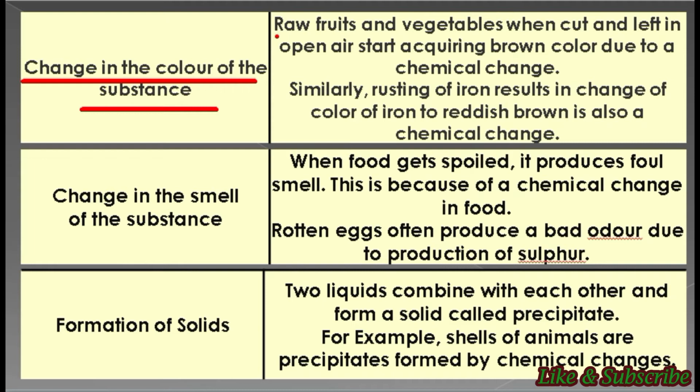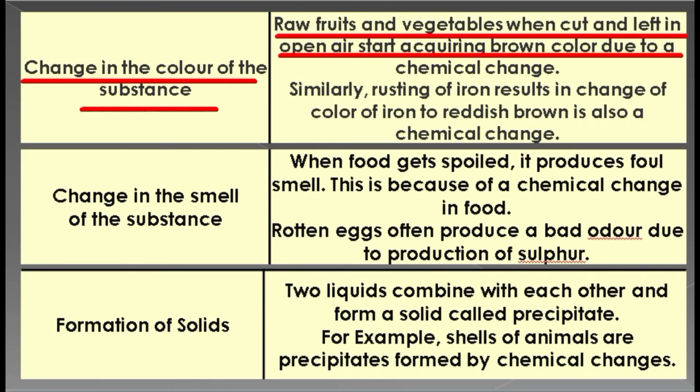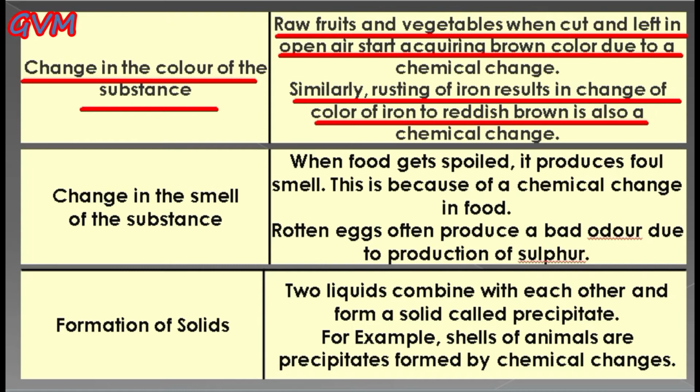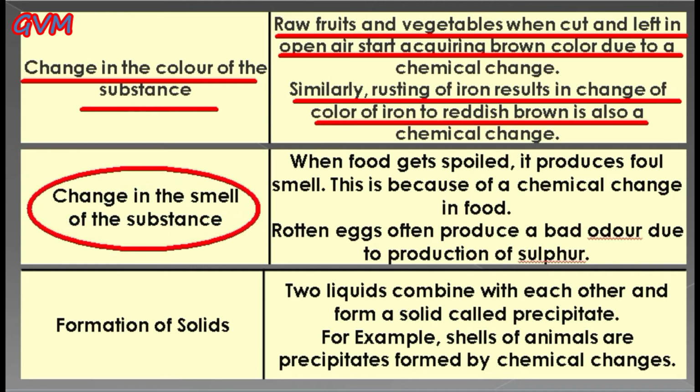Students, have you ever noticed that when raw fruits and vegetables are cut and left in open air, they start acquiring a brown color? This is due to a change in the chemical property of the substance. Similarly, in the case of rusting of iron, when iron comes in contact with moisture and air, the color of the iron slowly changes from silver to reddish. The next property is change in the smell of the substance.